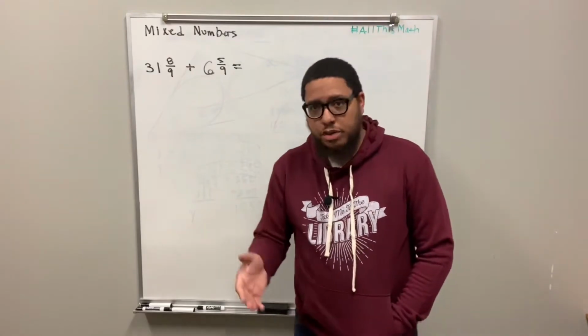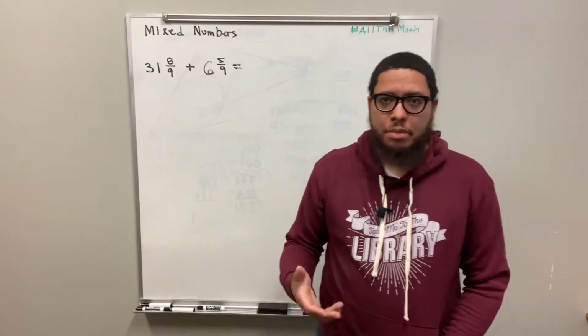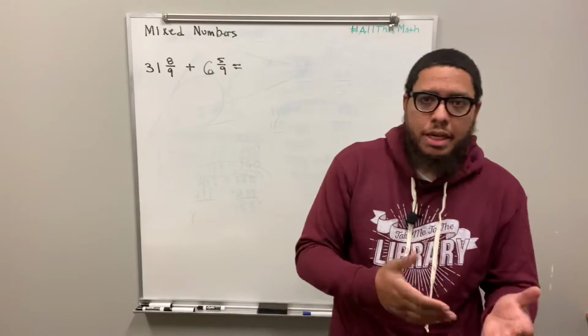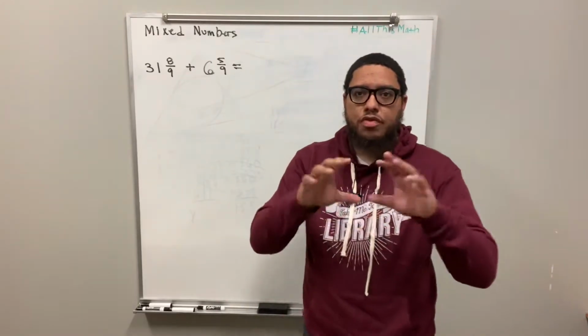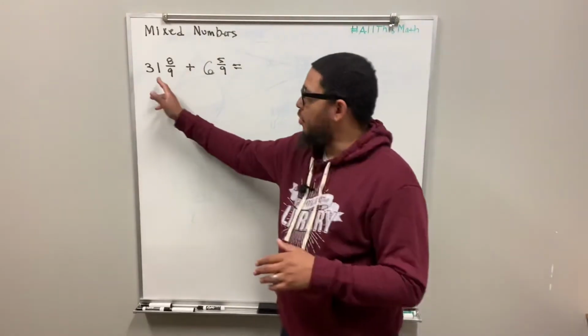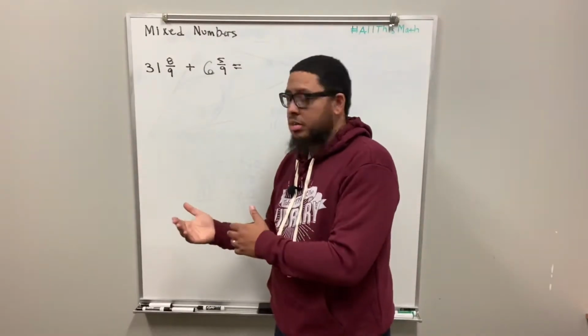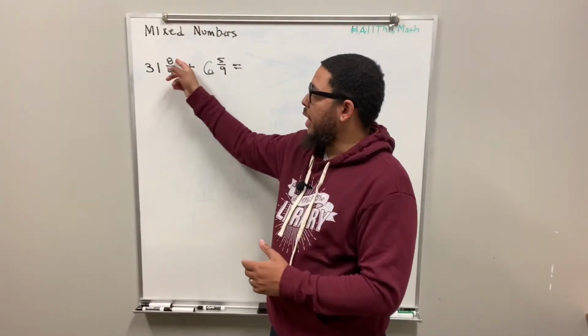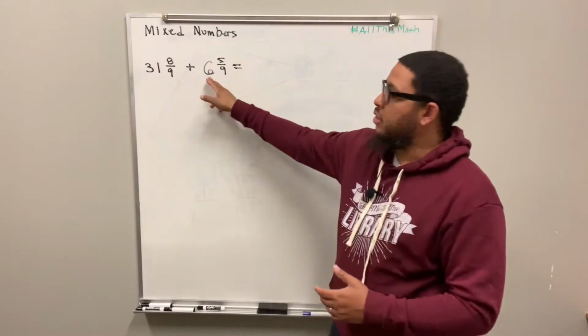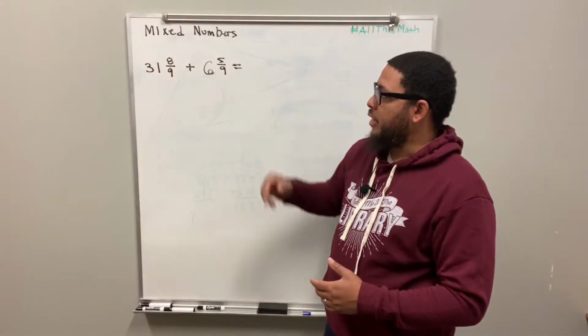Now, first off, why is this called a mixed number? It's called a mixed number because it's mixed up. It's made up of two different types of numbers. It's made up of a whole number and a fraction. 31 is the whole number, 8 ninths is a fraction. 6 is a whole number, 5 ninths is a fraction.